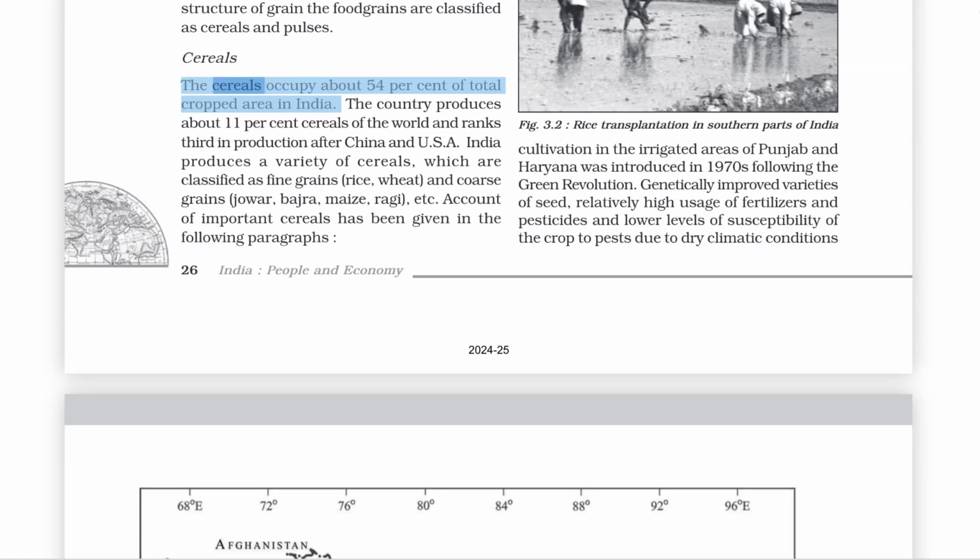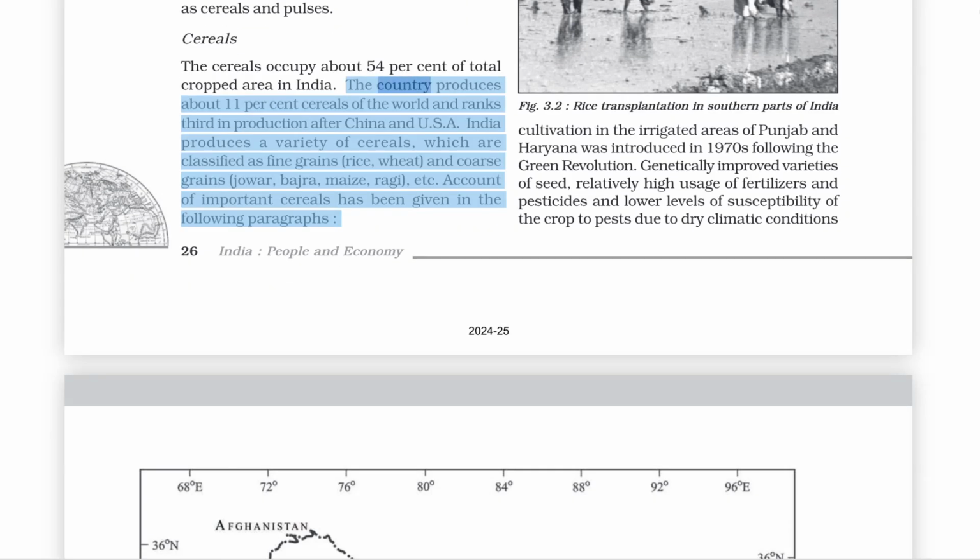Cereals. The cereals occupy about 54% of total cropped area in India. The country produces about 11% cereals of the world and ranks third in production after China and USA. India produces a variety of cereals, which are classified as fine grains, rice, wheat, and coarse grains, jowar, bajra, maize, ragi, etc. Account of important cereals has been given in the following paragraphs.